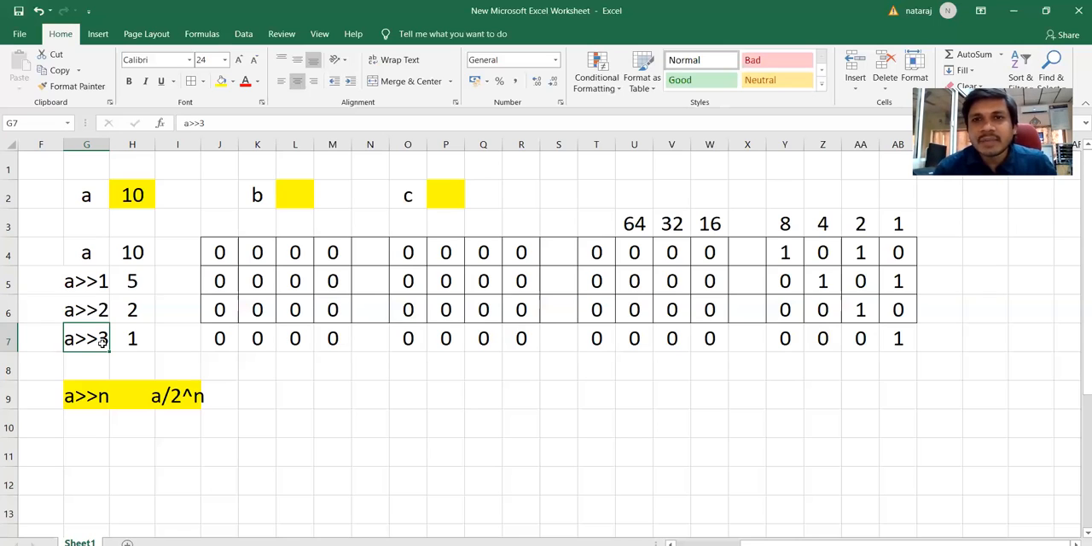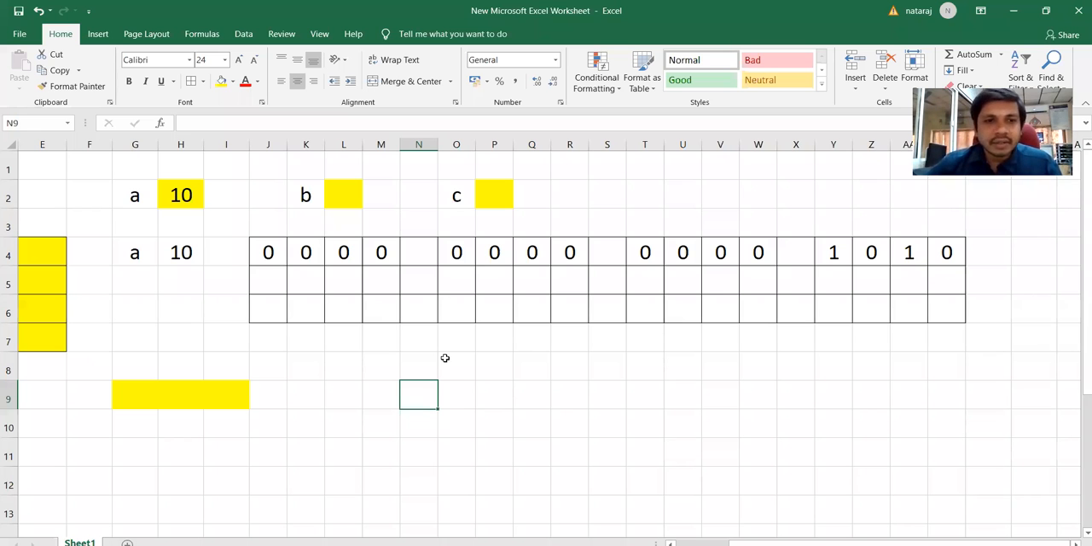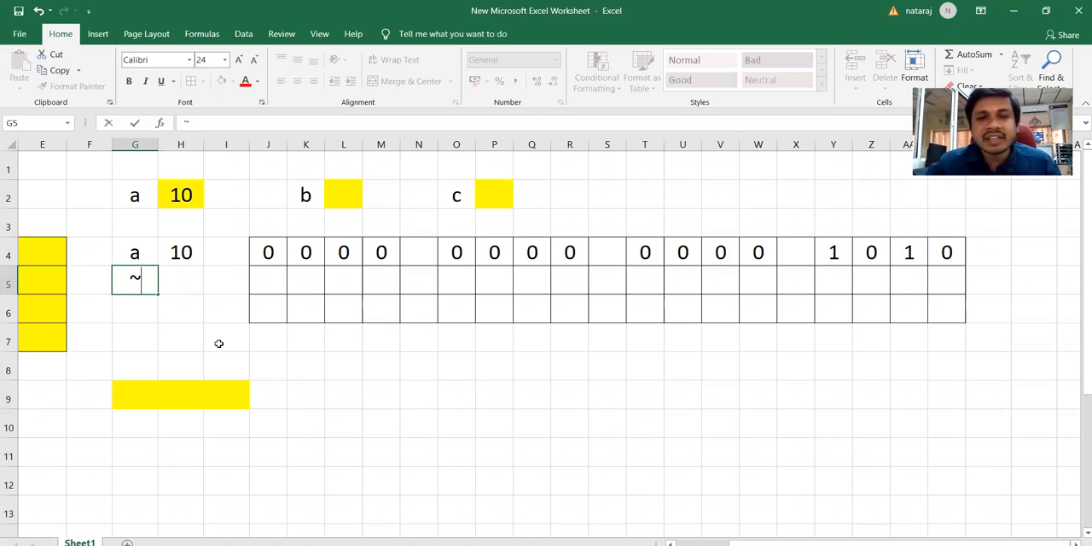And the last bitwise operator is the negation operator. Here you can see A value is 10, and I will be calculating negation of A. In negation, 0 becomes 1 and 1 becomes 0. The 0 will be converted to 1 and 1 will be converted to 0. So all zeros will be 1s now.